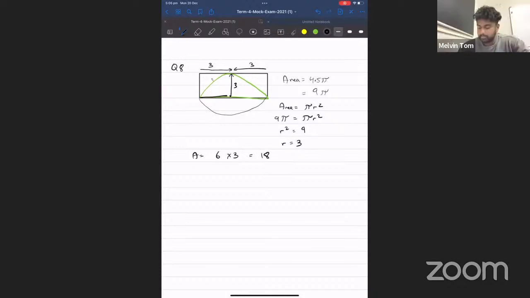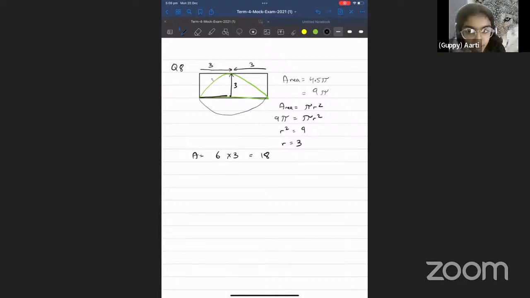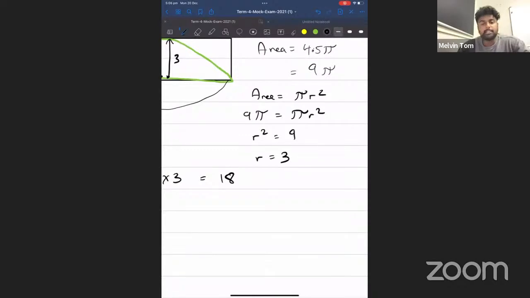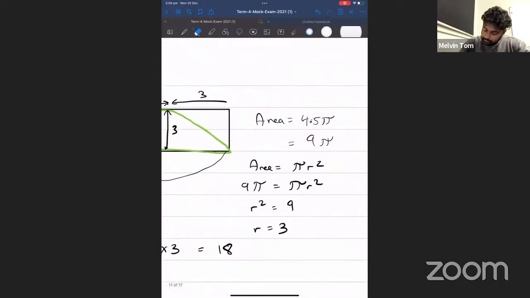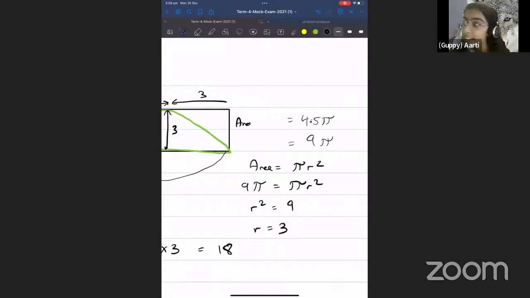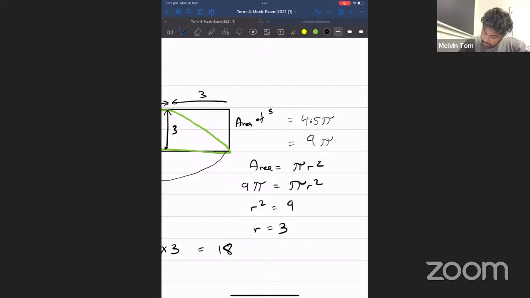I've got a question. How do you get r squared equals 9? Oh, because I divided both sides by pi. Where did you get the area equals 4.5 pi equals 9? So you just take the pi's away and then you get 9 equals r squared. Okay. Melvin, can you do the whole thing again? Come on.